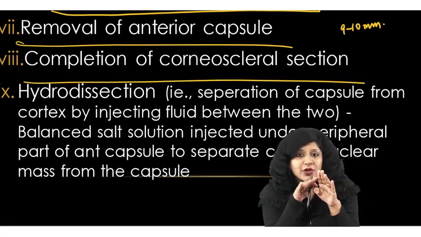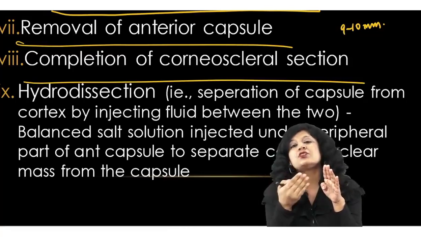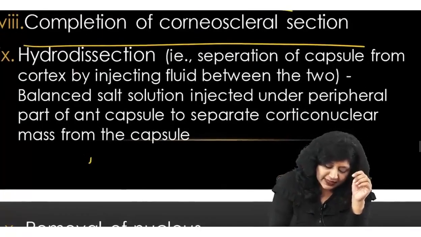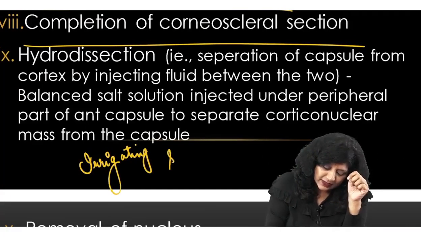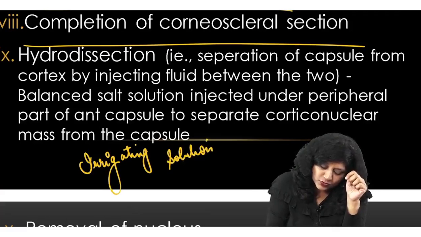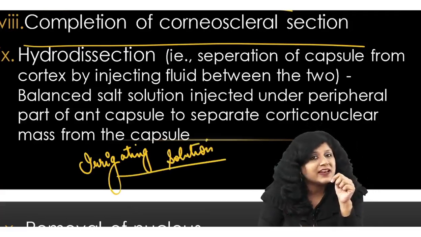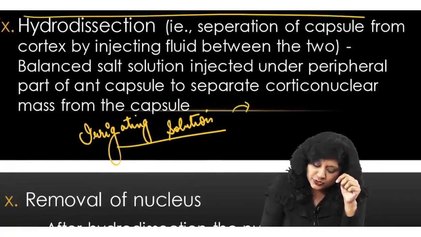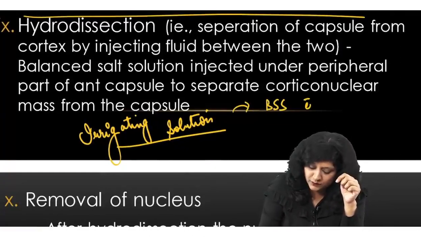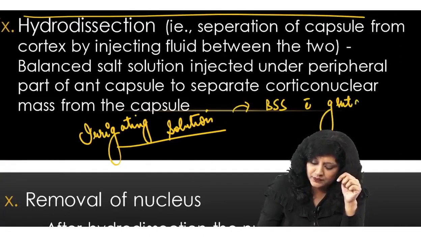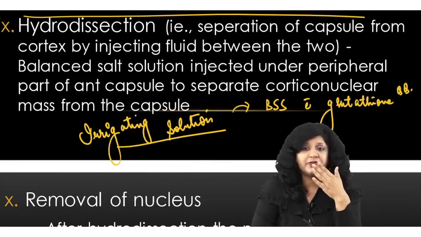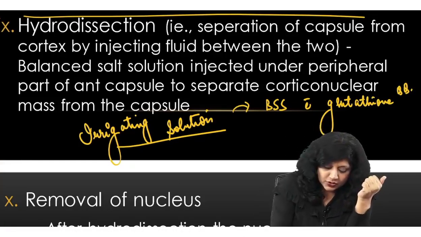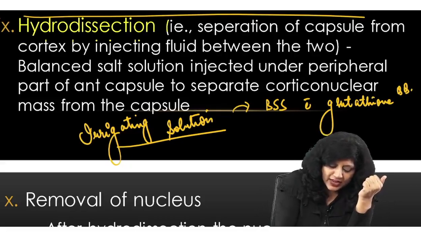Now once you have enlarged it, here comes the role of your irrigating solution. First of all, tell me, what is the best irrigating solution? The best irrigating solution is your balanced salt solution with glutathione. Now we are doing first the hydrodissection. So you should know what actually hydrodissection is.